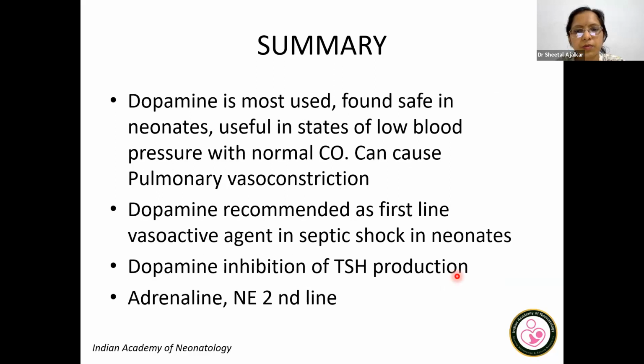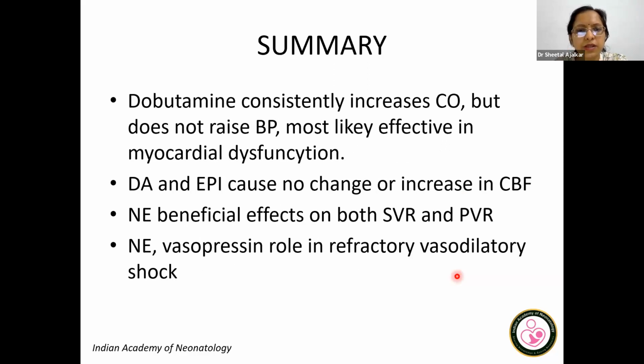Dopamine is the most used and most found safe inotrope, and it is used especially for septic shock. Dopamine inhibits TSH production. Adrenaline and norepinephrine are the second line agents, and vasopressin can be the third. Dobutamine increases cardiac output but decreases SVR, so it does not increase the BP, but it is very useful in cases of myocardial dysfunction. And the cerebral blood flow is a very important parameter we want to look at when we are managing any baby with hypotension.